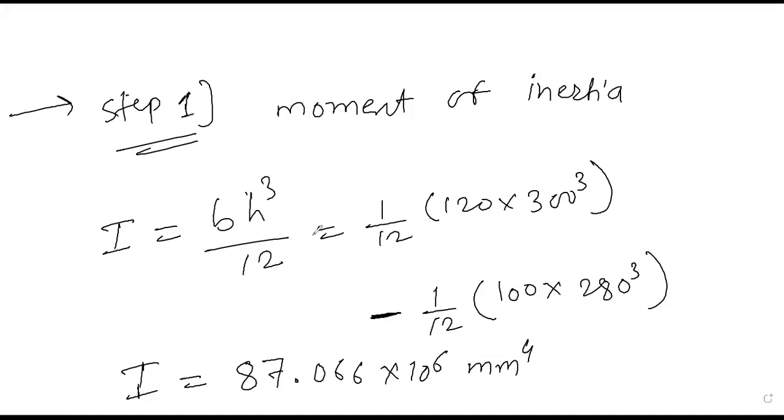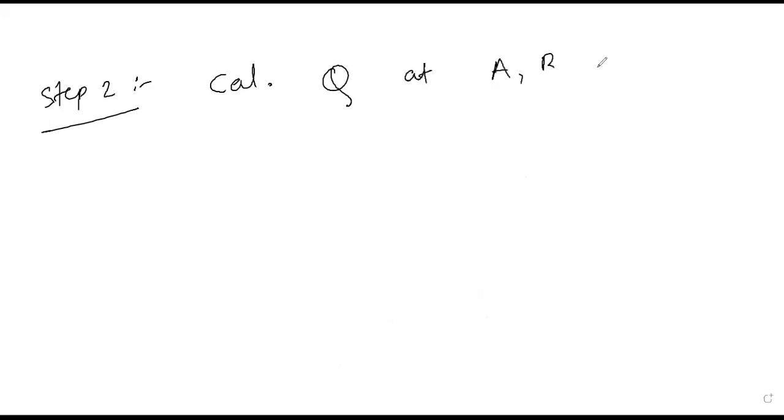Okay, shall I proceed now? Yes, sir. Now we have to find out the shear flow. Next, step number 2. Calculate capital Q, that is A y bar, at A, B, C. Shear flow formula: small q is equal to VQ by I. V is given, I we have calculated, so only capital Q remains. So calculate the capital Q at A, B, C.